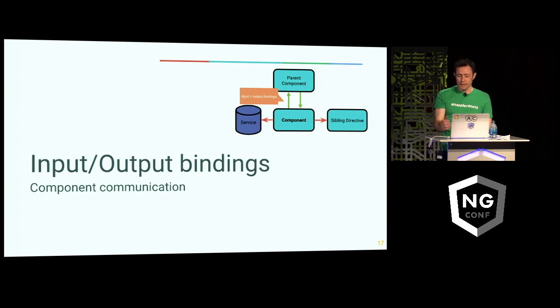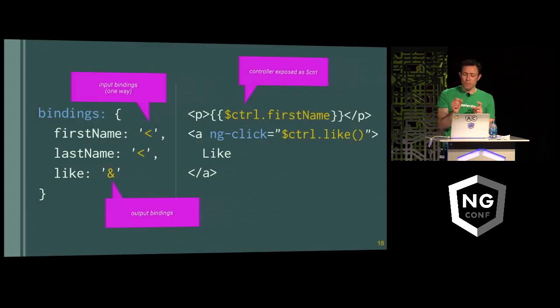So the input and output bindings, these are just basically like the isolated scope bindings that we know and love from Angular 1. But in Angular 1.5, or in components, we automatically bind these to the controller for you, which is nice. We also expose the controller directly onto the template using $ctrl. So immediately you have access to your bound inputs and outputs on the template, and you can see here that I'm rendering the first name input, and I'm also then triggering the like output.